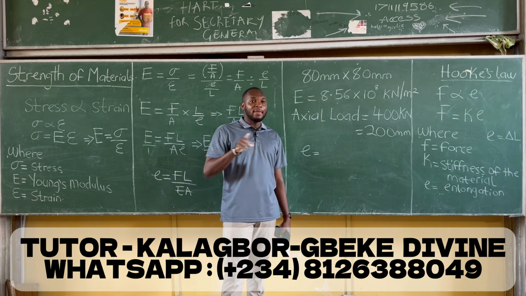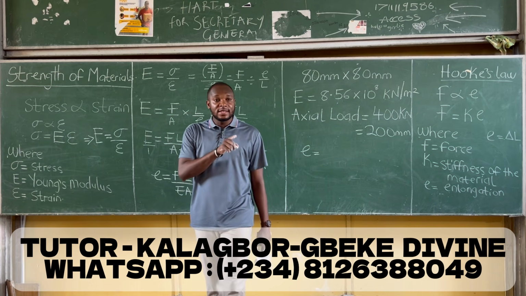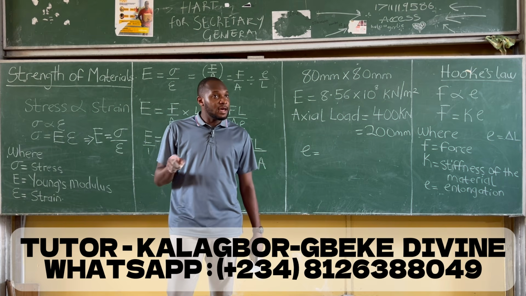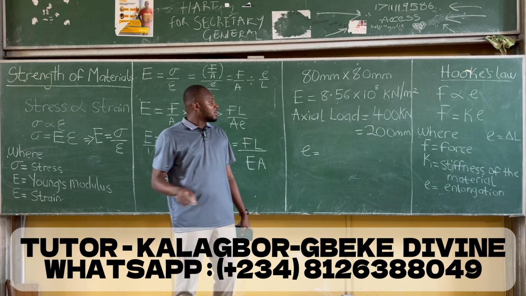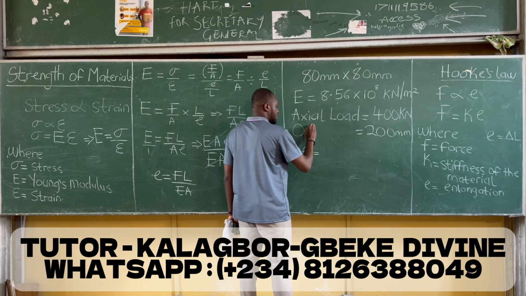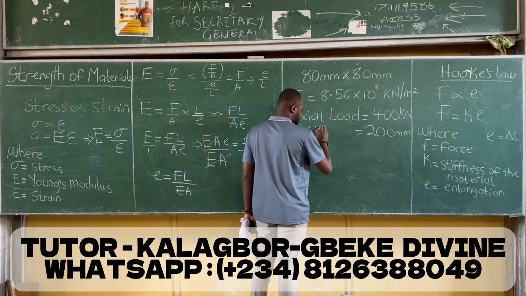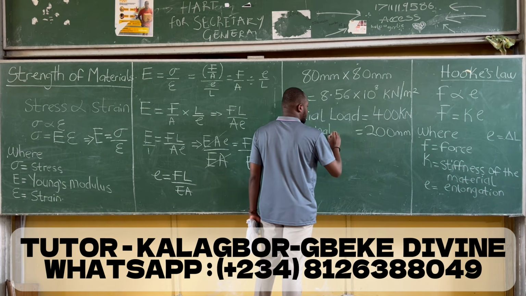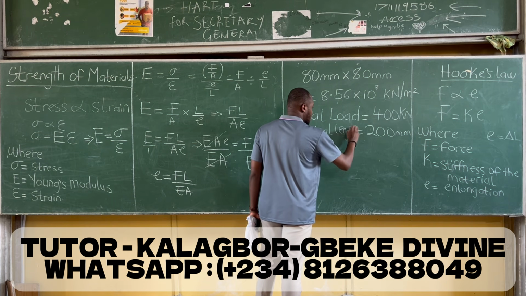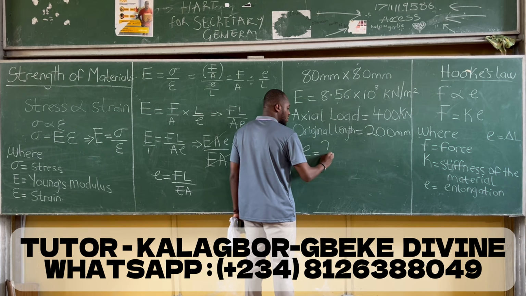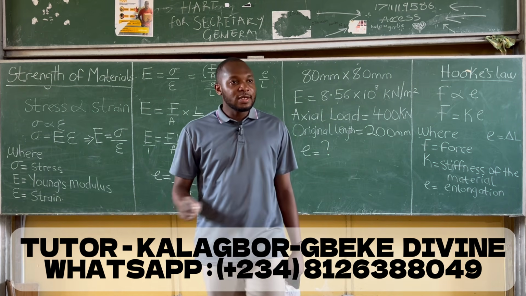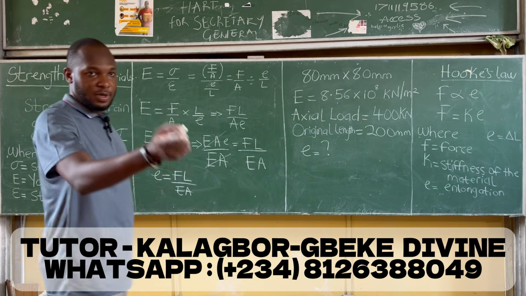Look at your question line by line. Look at what they say you should calculate. Calculate the shortening in length. That is, they say you should find the elongation. So now, this is the original length. So the shortening in length, which is the elongation, is unknown, right? We don't know the elongation.